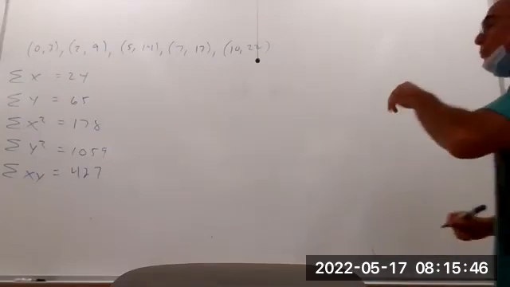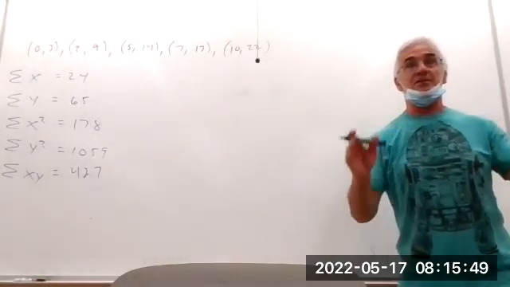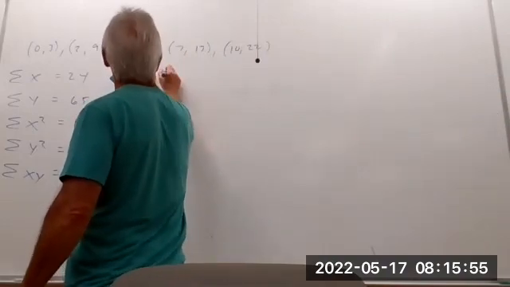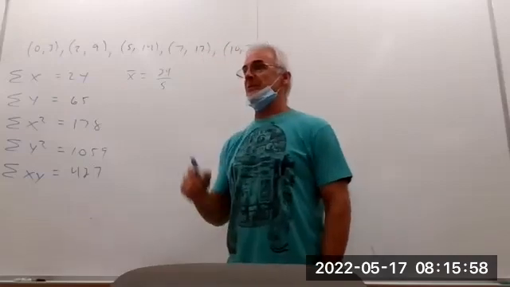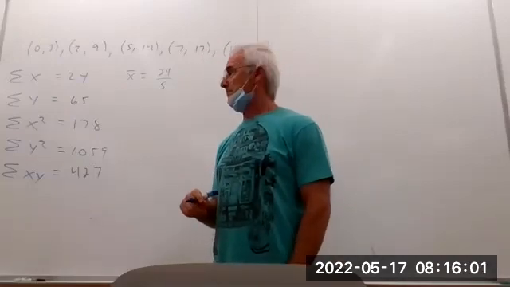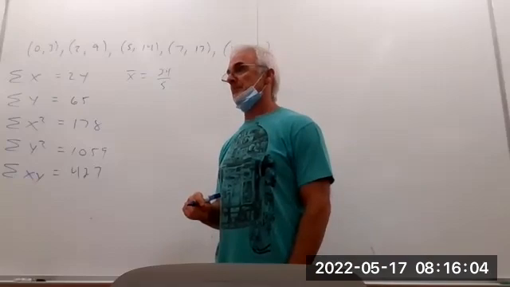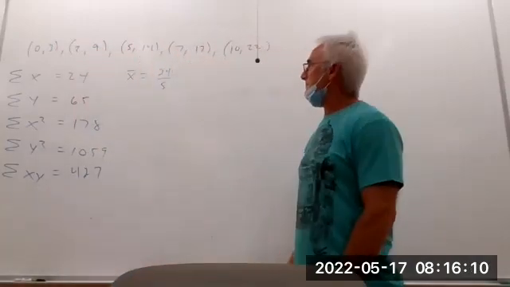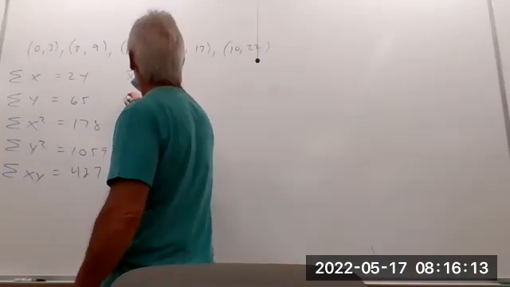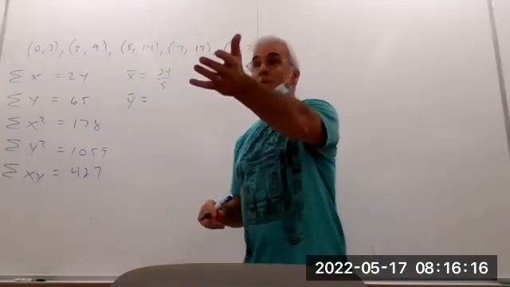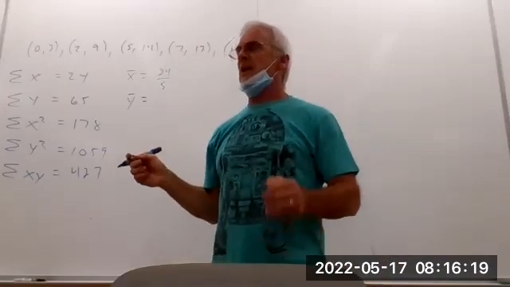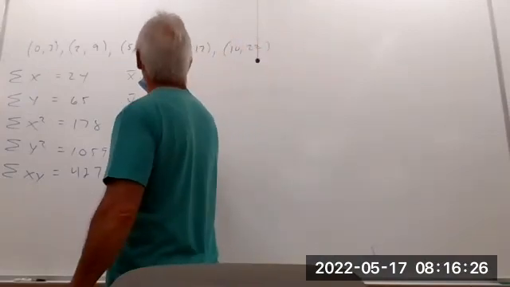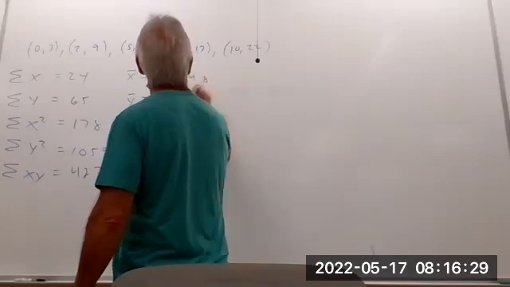Now, I said there's 2 more things we need. We need the X bar and we need the Y bar because those are going to come into the later calculations. So what is X bar? X bar is 24 over 5 because there's 5 numbers. There are 5 ordered pairs, 5 points. So n is 5. Why is that important? Because that's what you're dividing by. And this would be 65 over 5. So my X bar is 4.8.